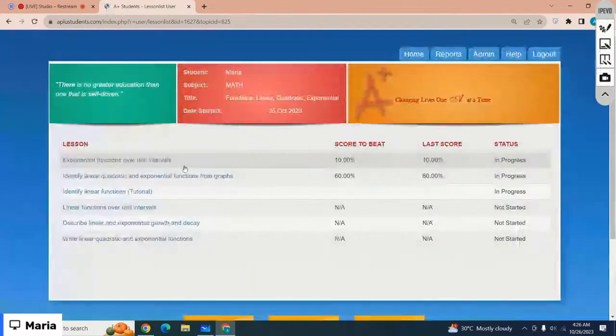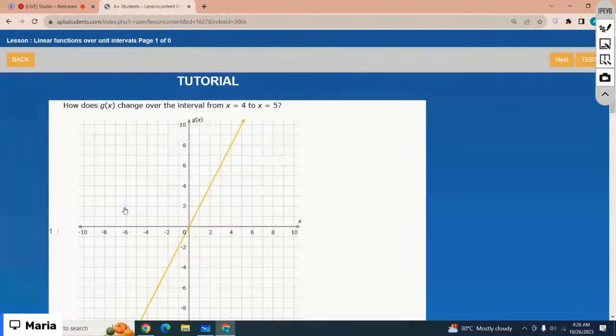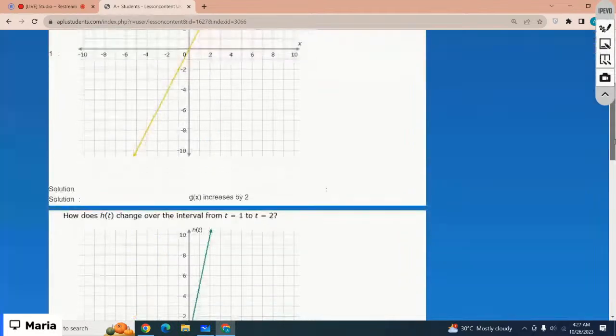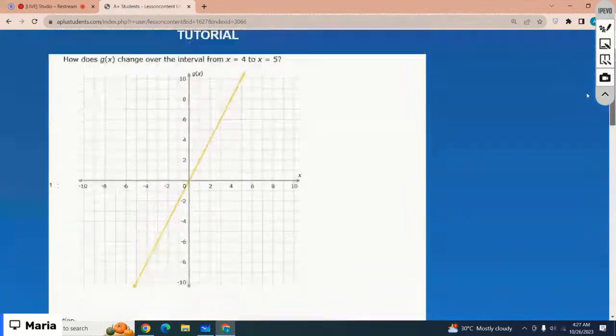Okay, the next one is linear functions over unit intervals. We have already done exponential functions over the time interval. Now we need to see what is the behavior of the linear functions over a specific time interval. How does g of x change over the interval from x equals 4 to x equals 5, right? So you are given the graph. Just look at the graph at x equals 4 and x equals 5, right?